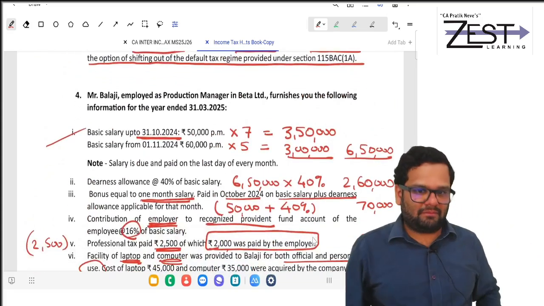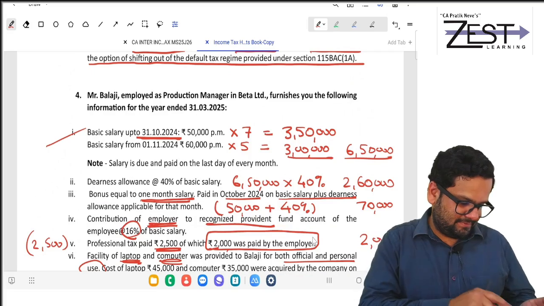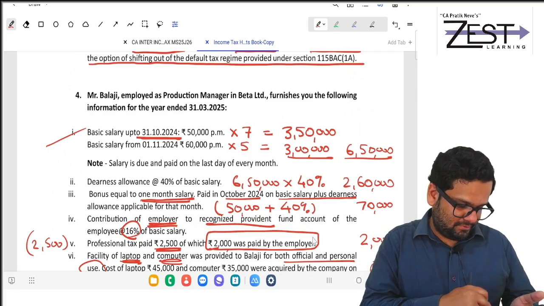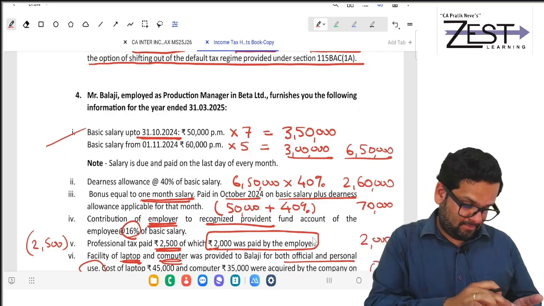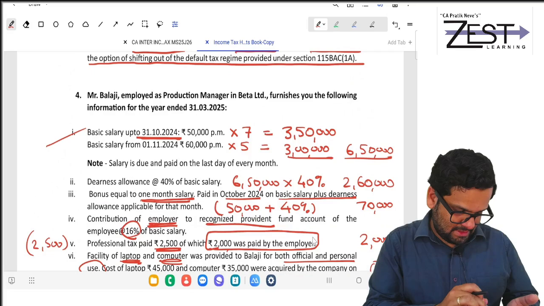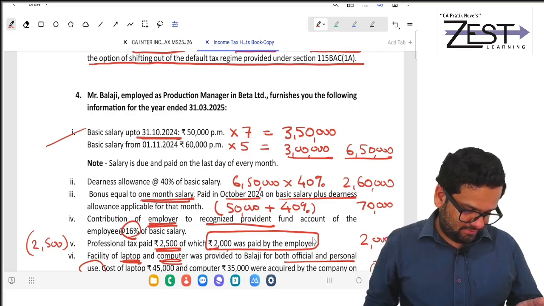Start doing it. I am also joining you. Start doing it. I am joining you. Balaji. Start doing Balaji's question.